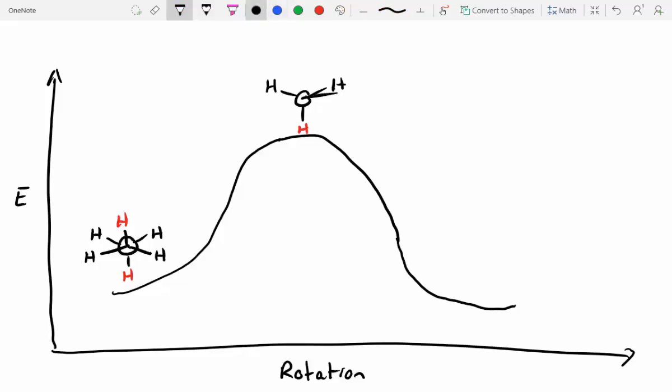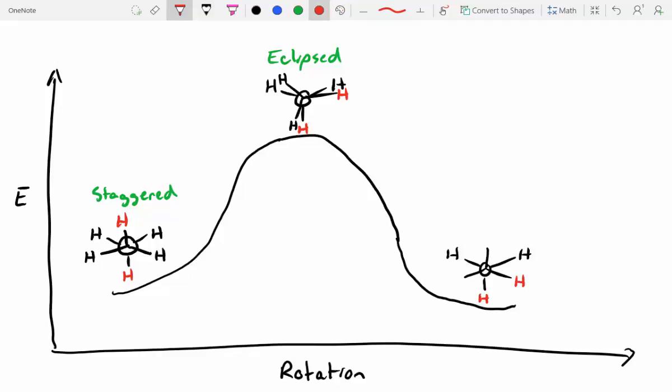And now this front hydrogen is going to be eclipsed with the back one. So let's label this as staggered and eclipsed. All right, and then we said if we keep on twisting this, we're going to go back down to our more stable staggered configuration. But this time this red proton will be on the far right.